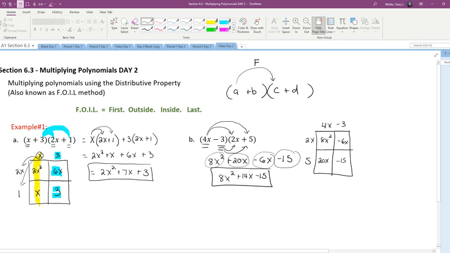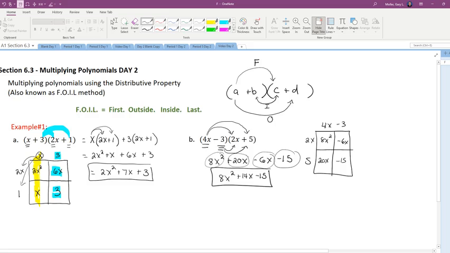Then you have outside. So what are the outside? So thinking about this as two things bunched together here, then the outside would be this A is on the outside and this D is on the outside. So that's your O for outside. But notice, what is that? That's just doing A times C and A times D. It is just distributing A just like we just did. The inside refers to the two on the inside. So the B and the C are on the inside. That's your I.